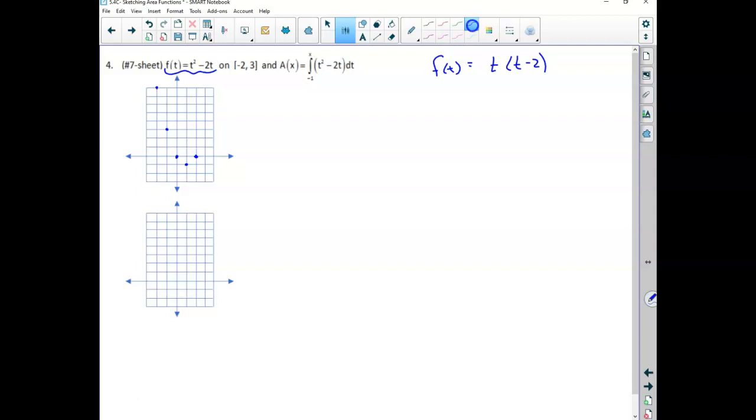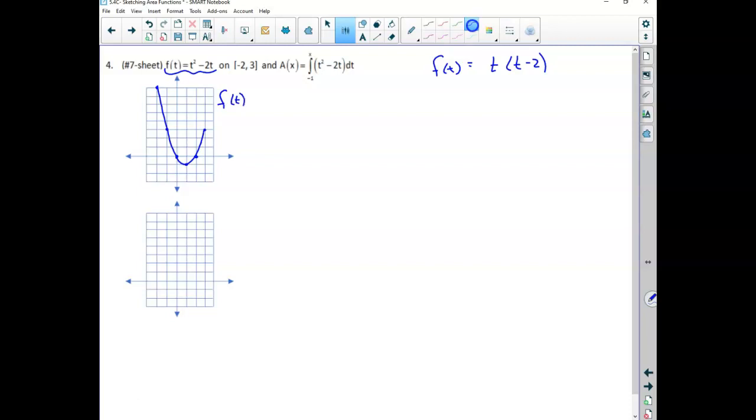And I have to get my 3 yet. Well, that's going to be 9 minus 6, right? 9 minus 6 should give me 3. Oh, check it out. It's symmetry. So here is my accumulator. Okay, so this is little f of t.